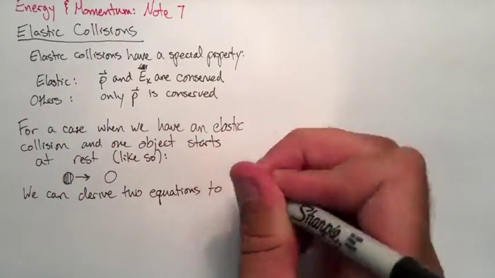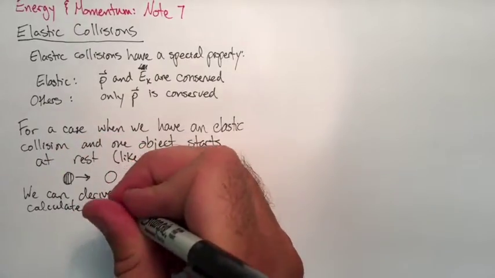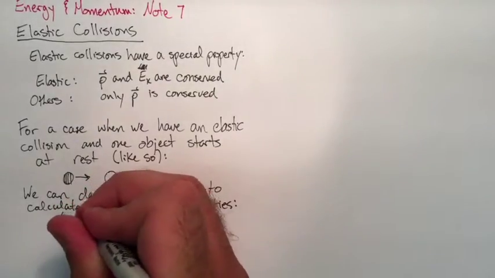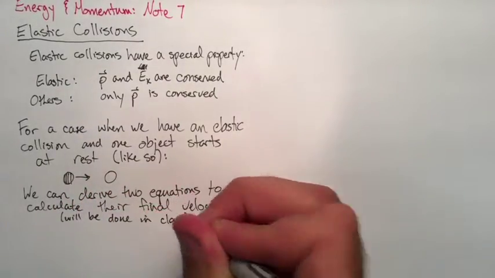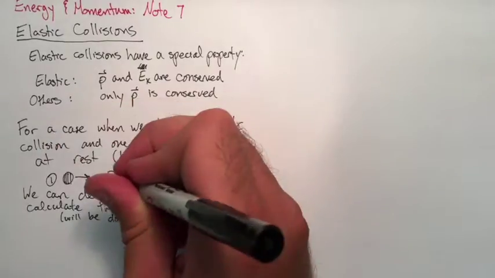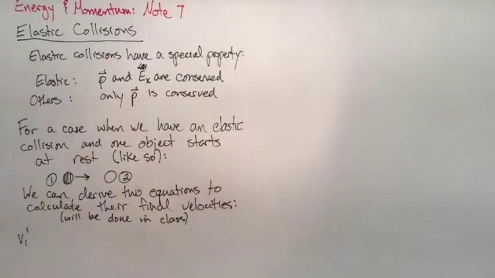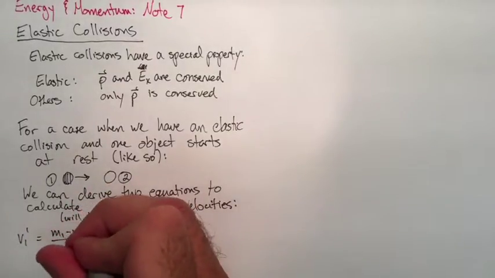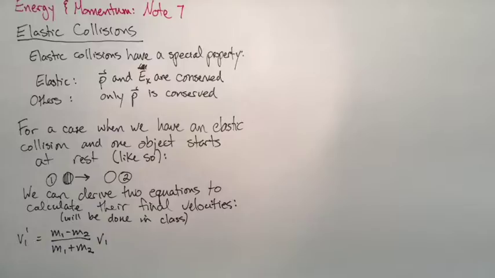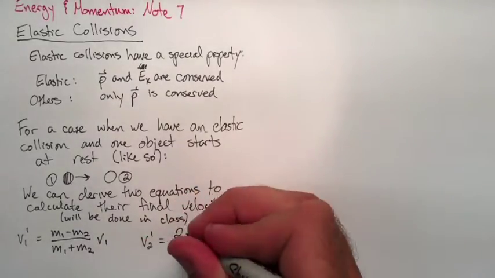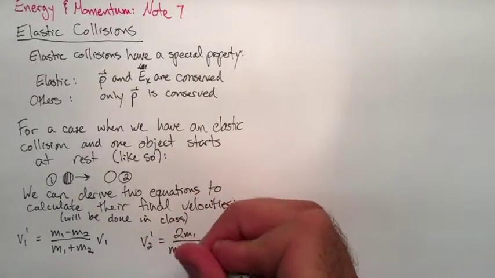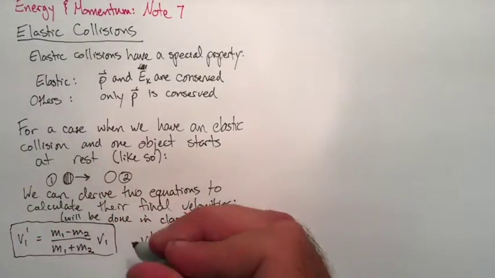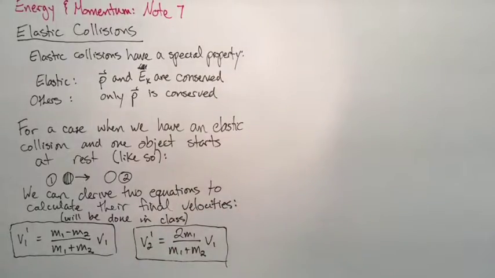In class we'll make these derivations, but the two equations that we're going to deal with are labeled here below. The final velocity of that first object, so the shaded one, is going to be equal to the difference of their masses divided by the sum of their masses multiplied by that initial first velocity. The final velocity of the second object is going to be equal to 2m1 divided by the sum of the masses multiplied by that initial first velocity of that first object.